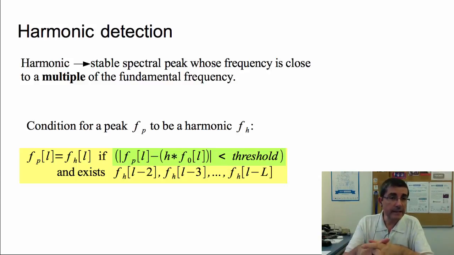And at the same time, we define this idea of being stable as having been in existence for some time. So we also make the restriction that this f sub h have had some existence for some number of frames before the current frame. So we define a capital L as the minimum number of frames that we need to have in order for a harmonic to be defined as a harmonic.